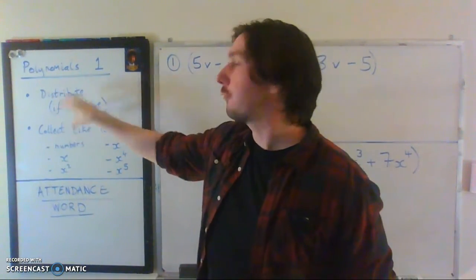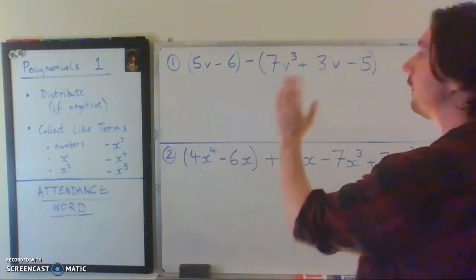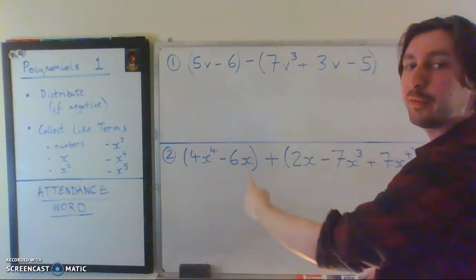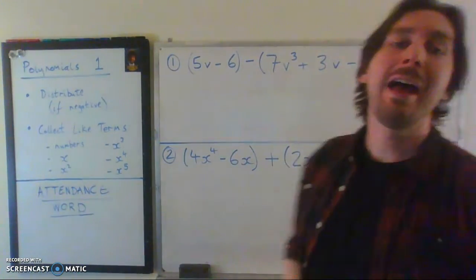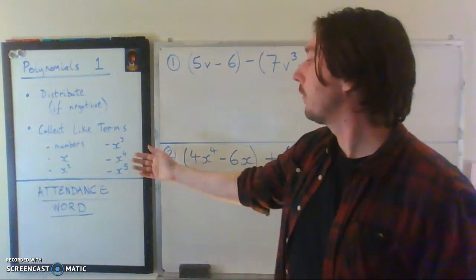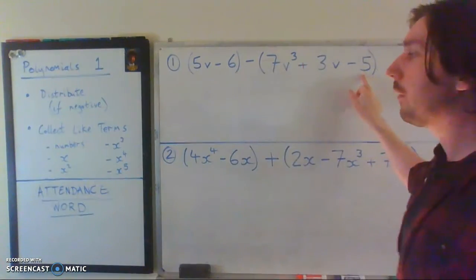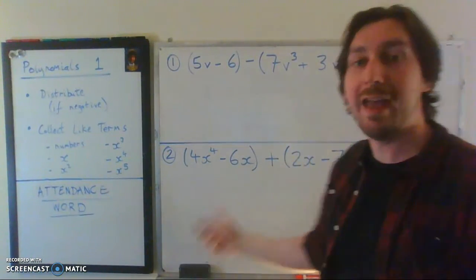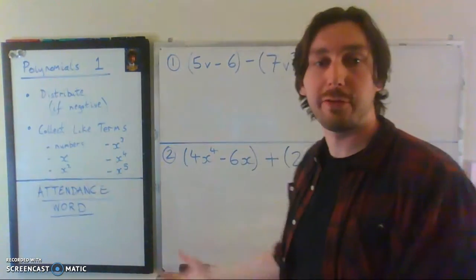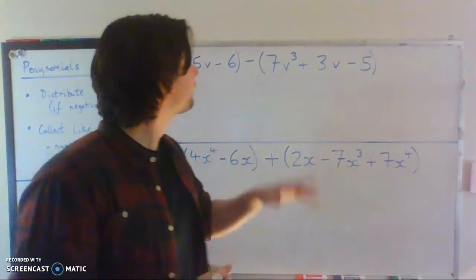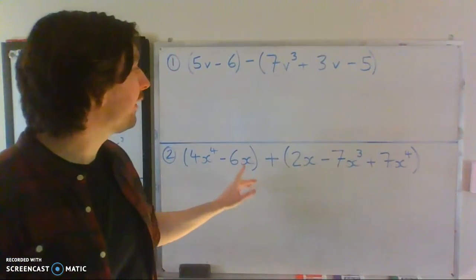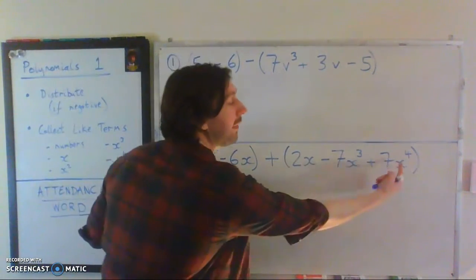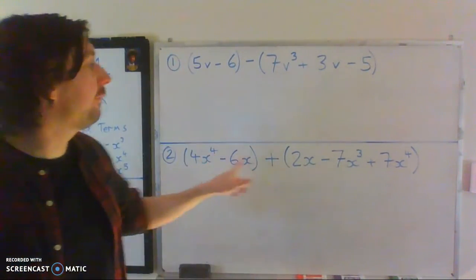The first step is to distribute, and you only really need to distribute in these ones when there's a negative on the second bracket. When there's a positive, there's really no need. And then you collect the like terms. So the numbers go with the numbers, the x's, or in this case v's, go with the x's, and then the x squares and the x cubes, and so on. So you've got to make sure that you're only putting together things that have the same power. So for example, this could be collected with this, because they both have the power of 4.